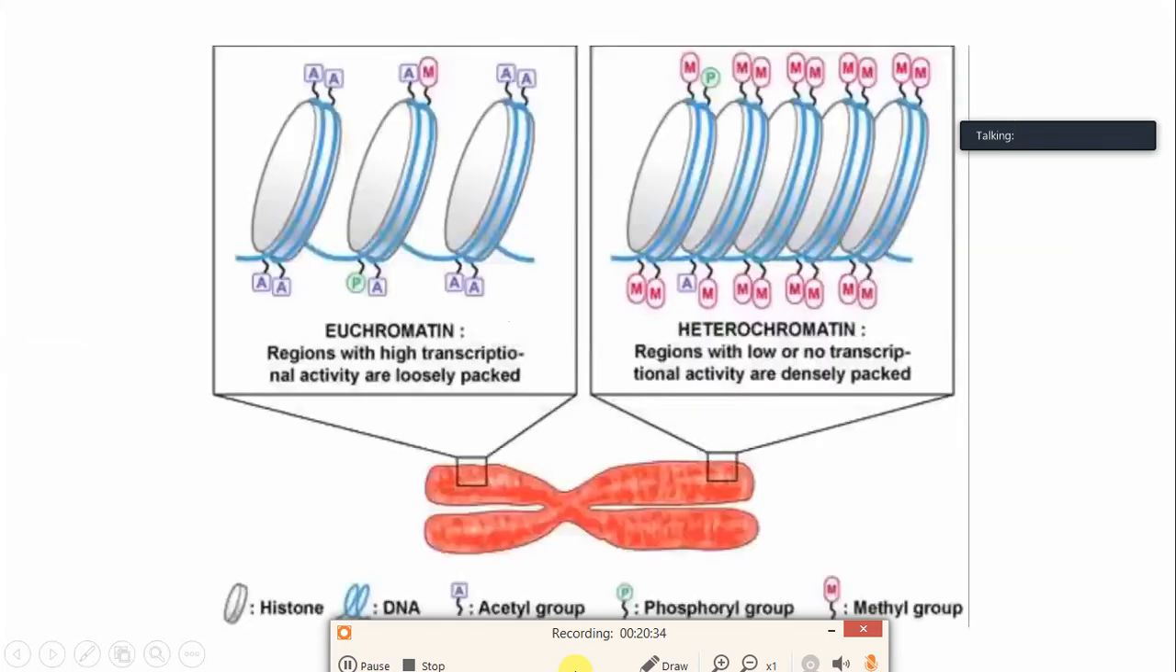Okay. The structure, if we see, the first one is the euchromatin. You can see the structure, there is 3 and there is 5, yes. And the blue one is the DNA, the circular one is the histone, and acetyl group you can find here, A, the purple color, with the P is a phosphoryl group, and M is the methyl group.